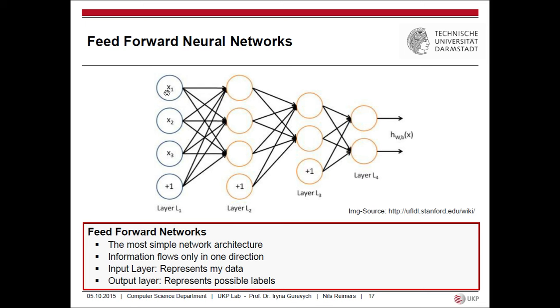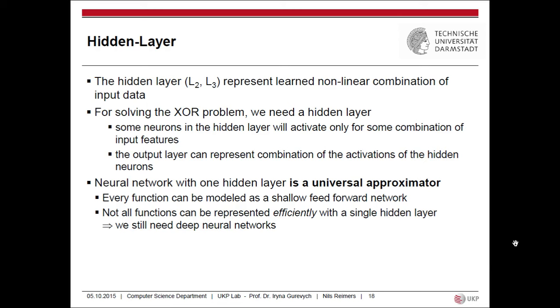The input layer represents your data. Here it's three-dimensional data, so it could be three pixels of an image, for example. The output represents your possible labels: the first label, second label, third label, and so on. The hidden layer represents the nonlinear combination of your input data. When you want to learn the XOR function, you need a hidden layer. Some neurons in the hidden layer will activate only for some combination of the input features, and the output layer can represent combinations of the activations of the hidden neurons.